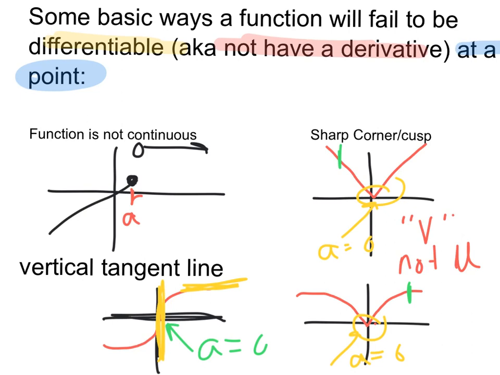So if we see a graph where the tangent might be a vertical line, that's another clue to us that we should look at that point as a point of non-differentiability.